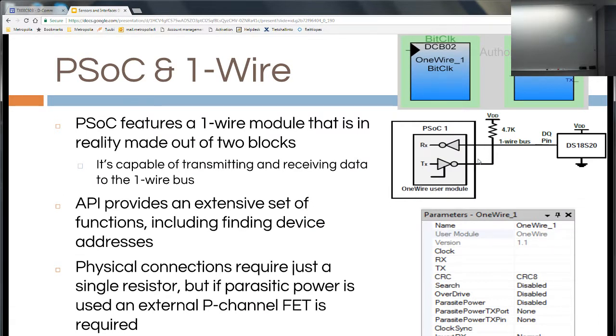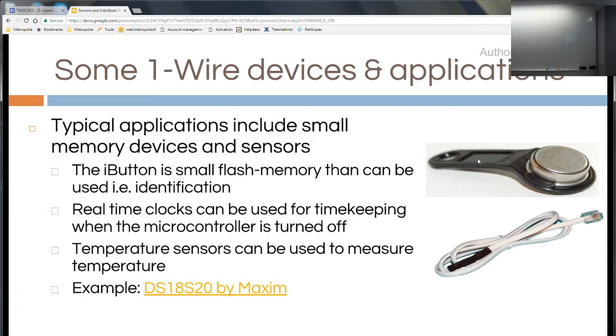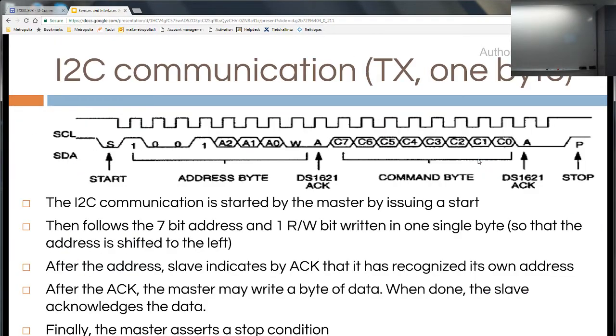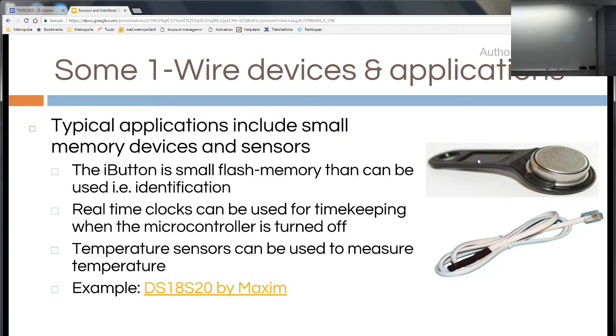Okay, PSoC 1 has a OneWire module. Some devices and applications, okay, well, those are not too interesting, except we actually have this DS18S20, or actually I think 22 plus, but anyways, it's a OneWire temperature sensor made by Maxim, and that's our example in next week's exercise. Okay, so that was OneWire.